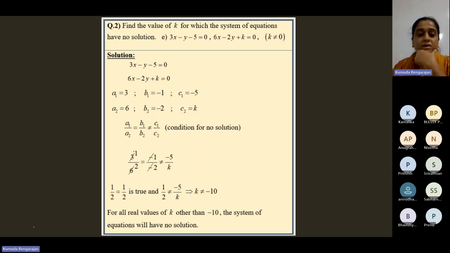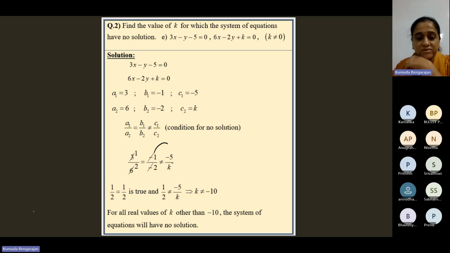So here the first part, 1 by 2 is equal to 1 by 2. That is, this ratio and this ratio should be equal. Yeah, they are equal. Okay, it's true. Now here, 1 by 2. No, but we have to find the value of k. We have not found the value of k. This part is correct. 1 by 2 is equal to 1 by 2. Okay. Now, we have to find the value of k.